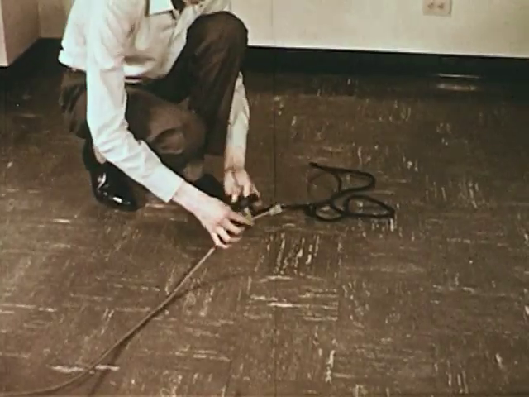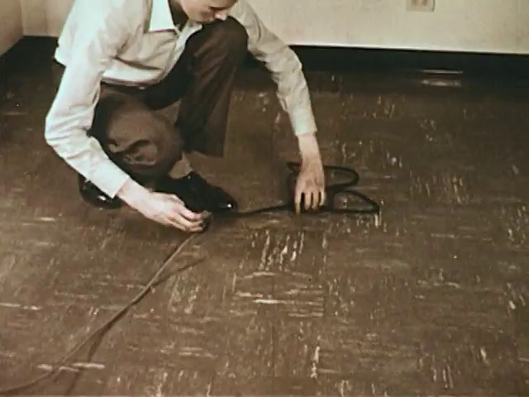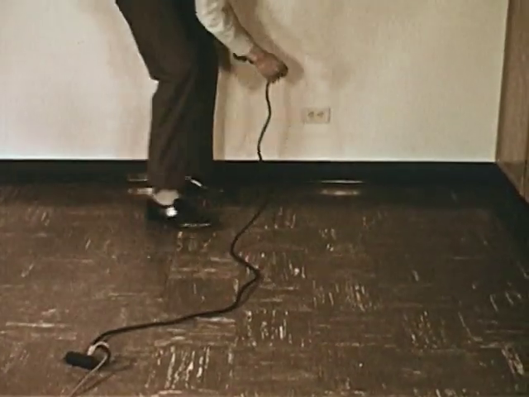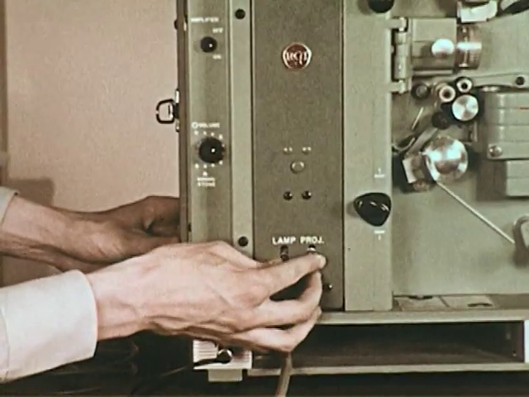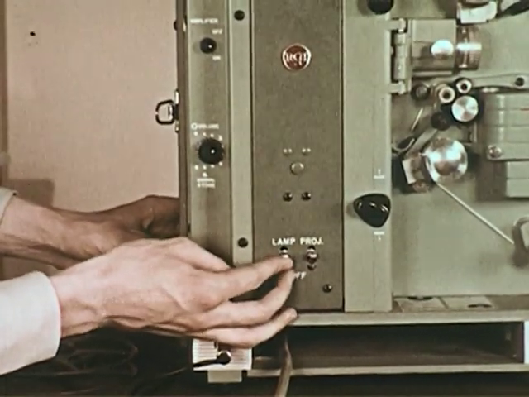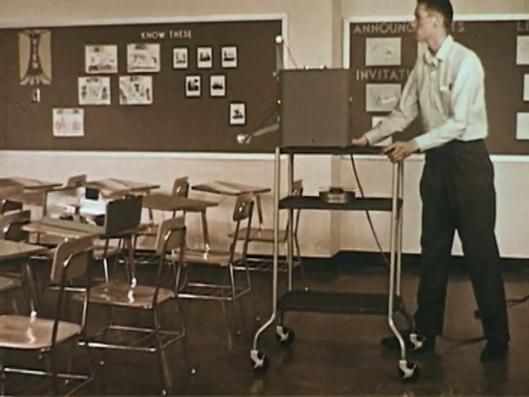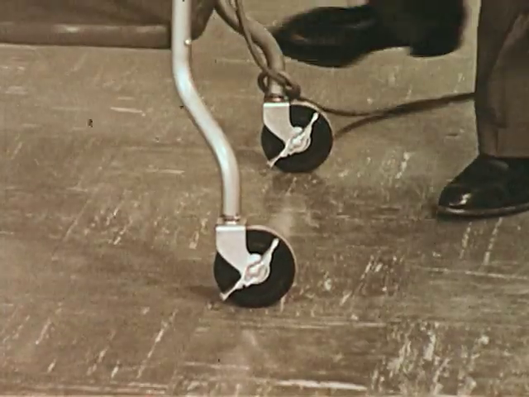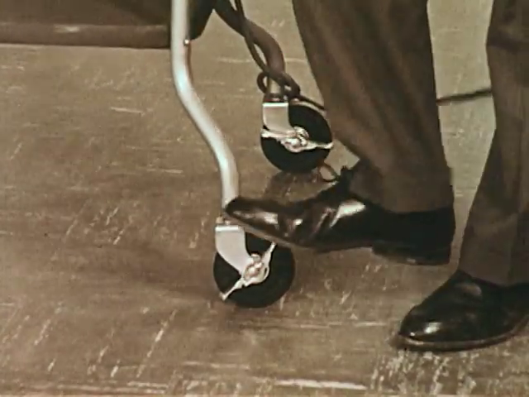If an extension cord is used, it should be secured by a knot. If the sound fails to operate, it may be because the plug is reversed in the outlet. The projector is ready for a trial run. The motor is turned on, then the lamp. If the image is too large for the screen, the projector must be moved closer. And of course the reverse is also true.